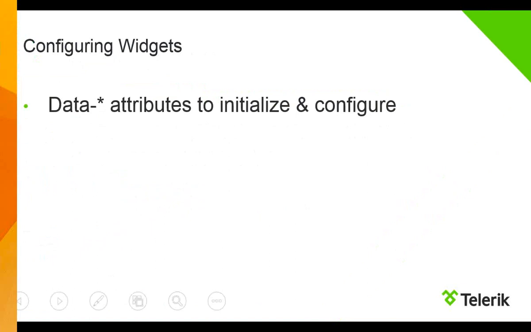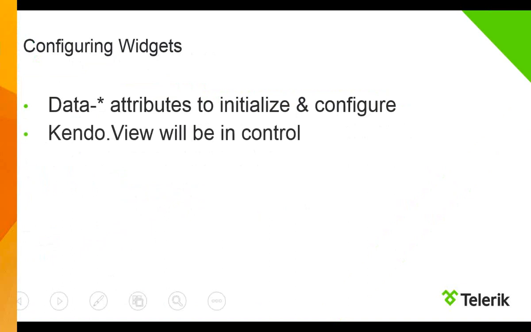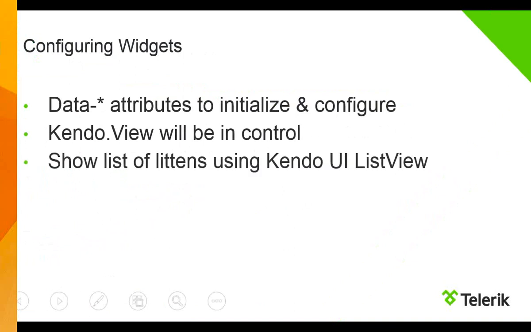This is something that I talked about in order to configure the widgets. Like you saw data-role, data-source, data-bind, all those things. Those are the data attributes to initialize and configure the widgets. Why do we do that? Because the Kendo.view will be in full control instead of you doing everything. So you just let the view know, hey, here is a template, here is the model, and it will orchestrate that data binding for you, and you just sit back and see that it's getting painted. So that's what we did.